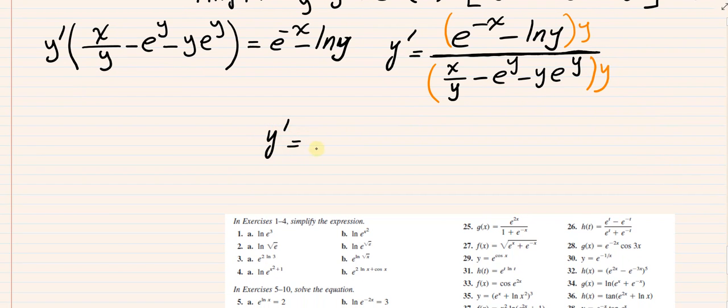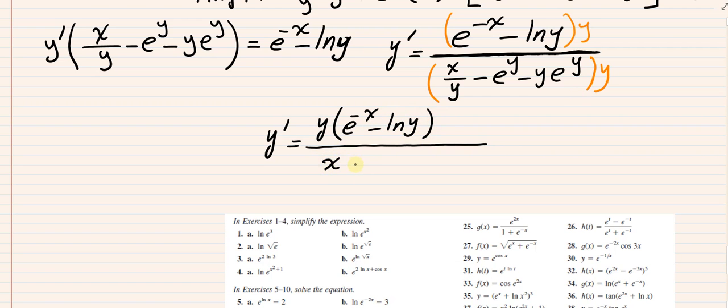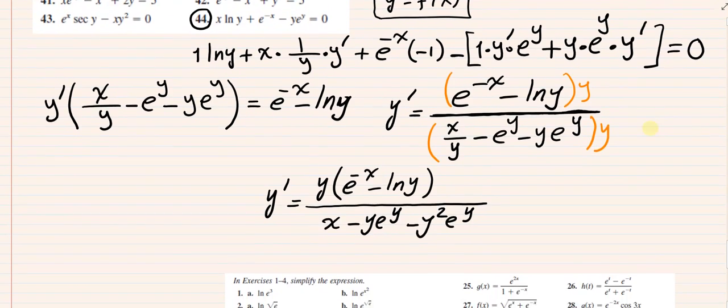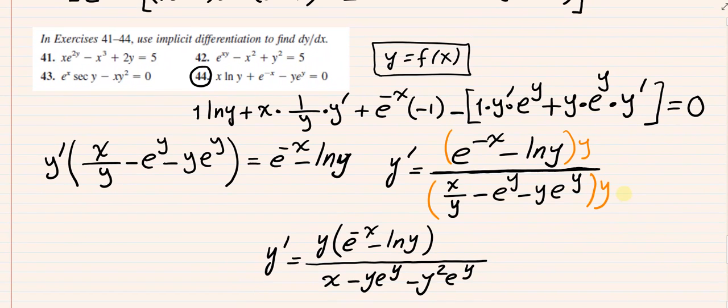So truly the final answer is going to be y prime equals y times e to negative x, negative ln of y, and in the denominator we just get x minus y e to the y, negative y squared e to the y. So we get this rather complicated expression for y prime. Okay, and that is number 44 for us. Let me get more exercises for us to work on.